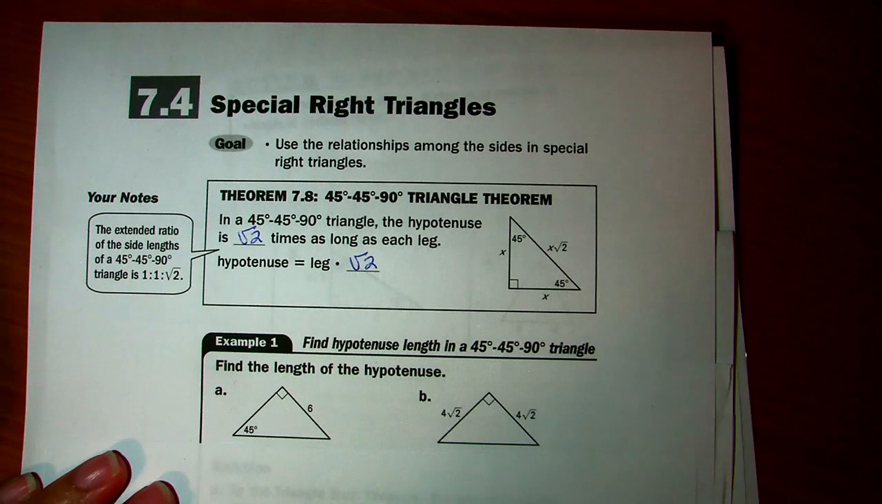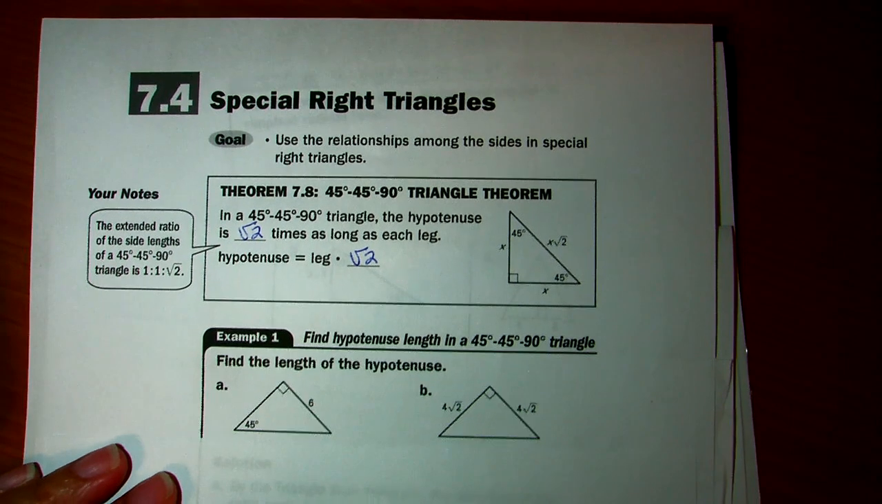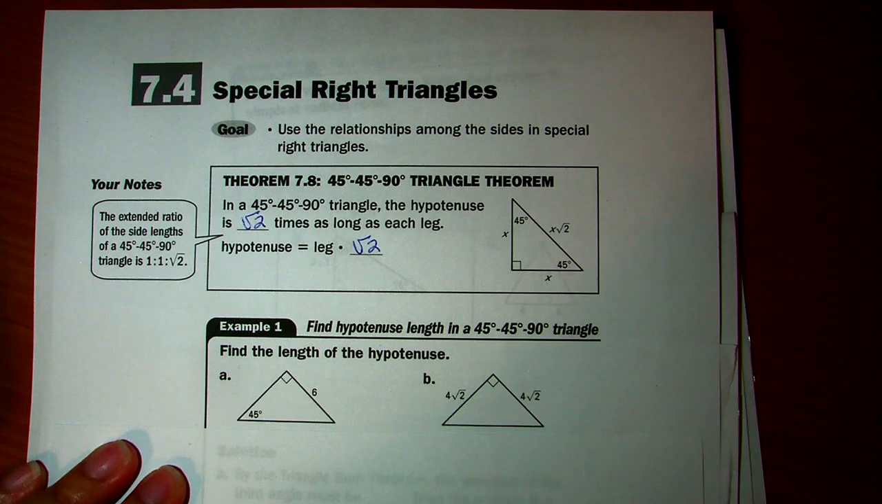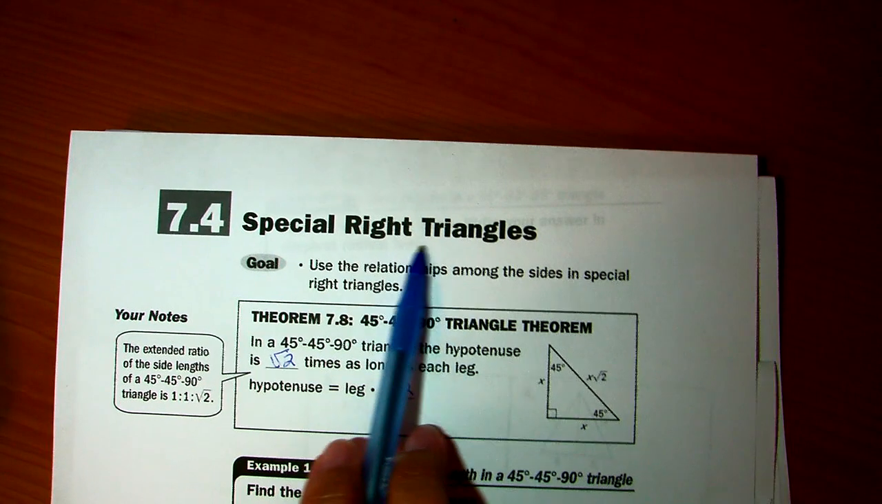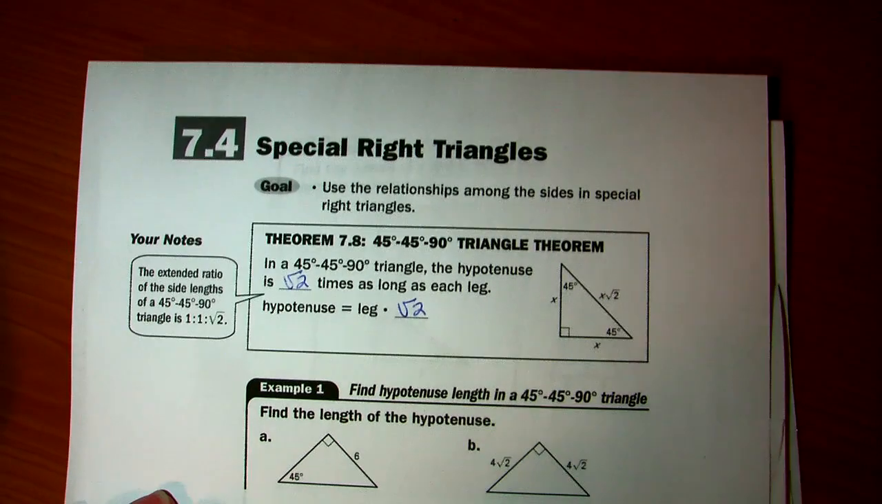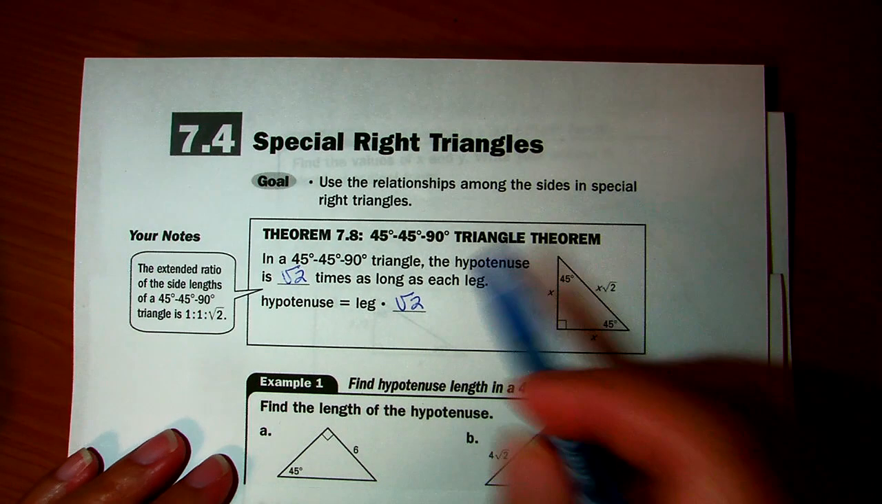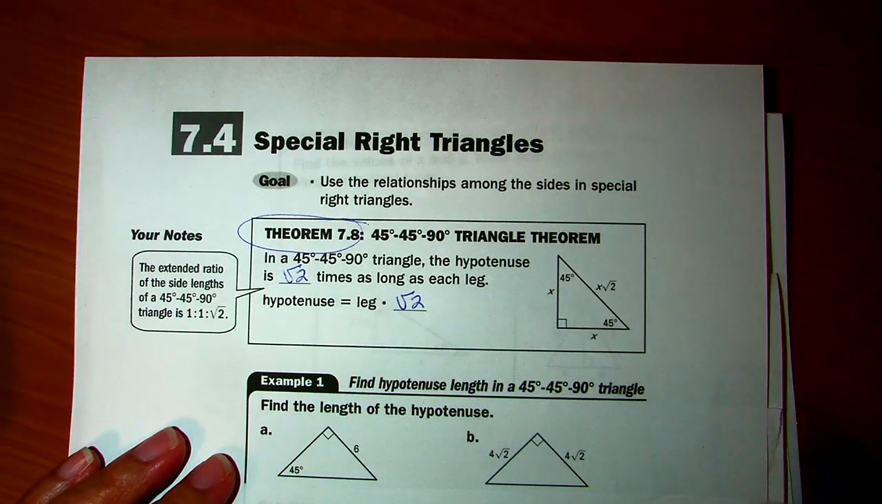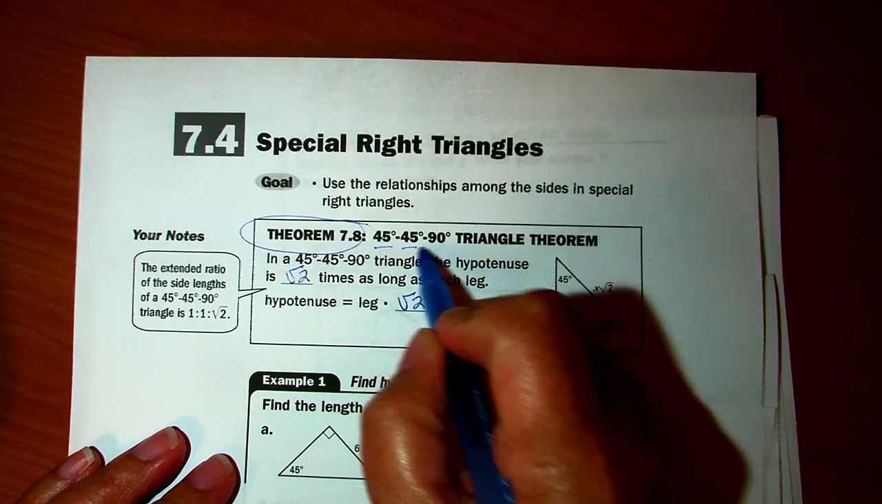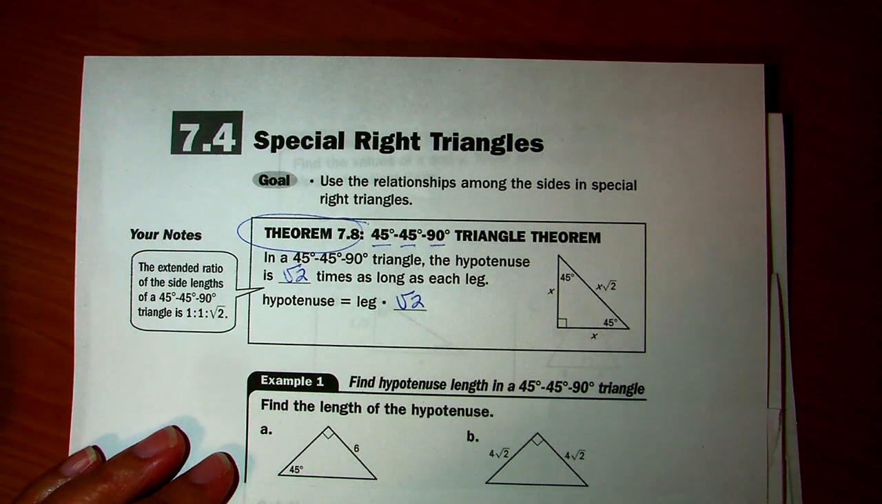This is Mrs. Cervantes. All right, today we're going to do the guided lesson of special right triangles. There are going to be two theorems. You have it in your document. The first one is theorem 7.8. This is when you have 45, 45, and 90-degree triangles.